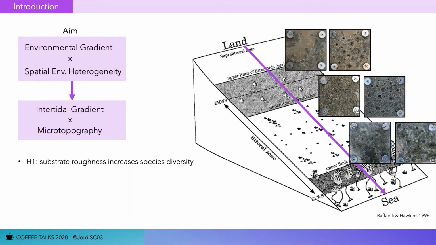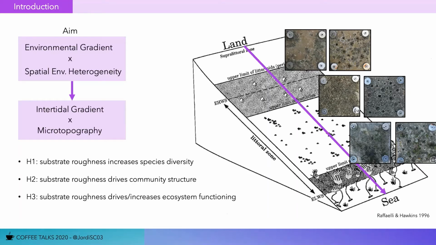From this, we have four hypotheses. First, that substrate roughness increases species diversity. This is a hypothesis that's been tested many times, but just to cover the basics, we're also testing it as well. Substrate roughness also drives community structure, drives ecosystem functioning, and the effects of substrate roughness are going to change along the environmental gradient. That last one, of these four hypotheses, is probably the most relevant one for this case.